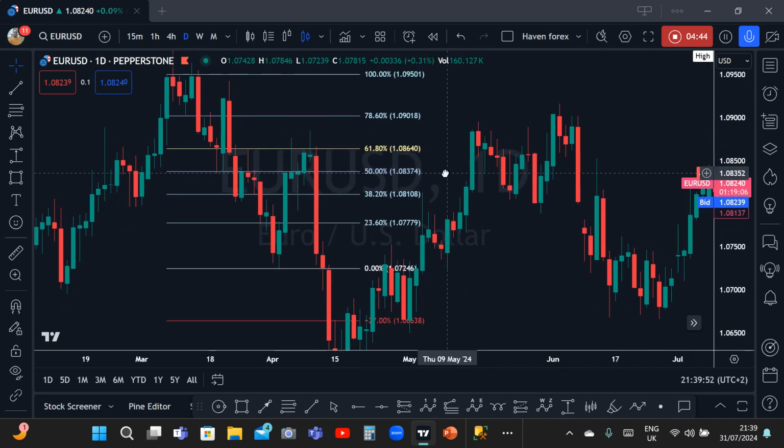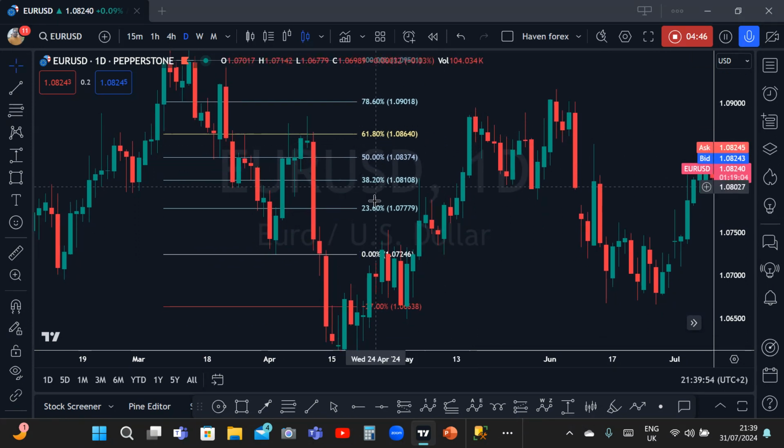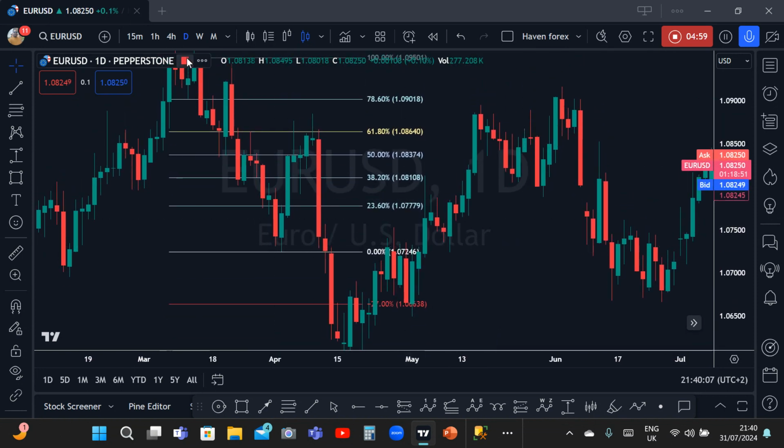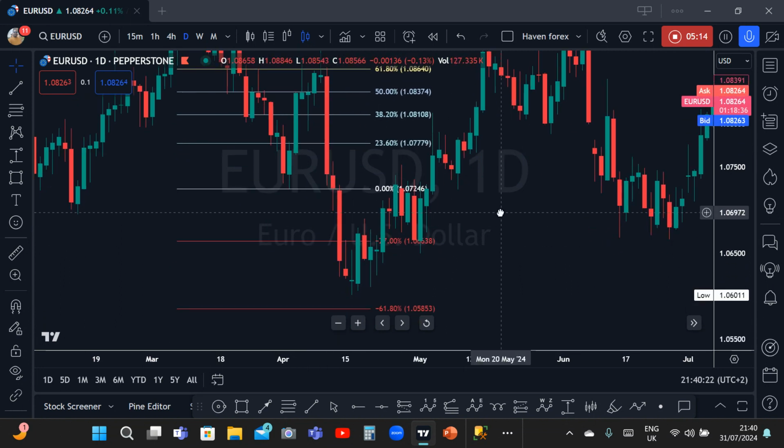Then we have the 23.60, which signifies a minor pullback before a continuation will happen. What do I mean by that? The trend is coming like this, it pulled back a little up to this point. It found a resistance. It found a support because this is a bearish trend. Then it now starts with the underlying trend.